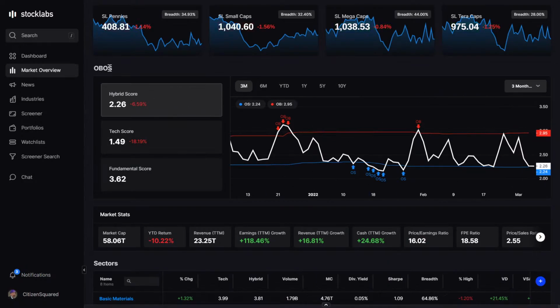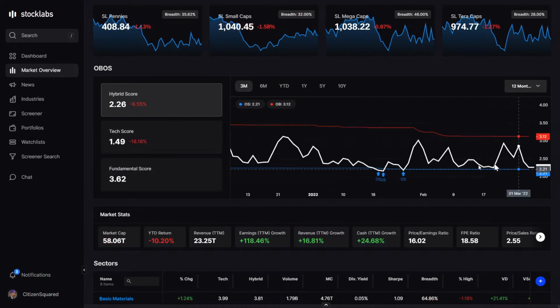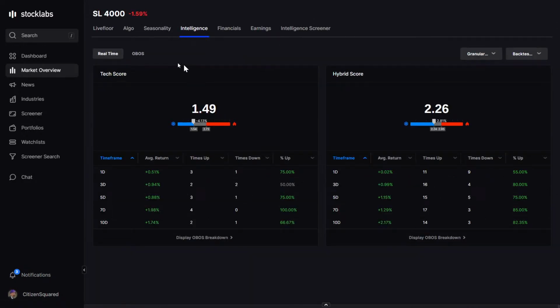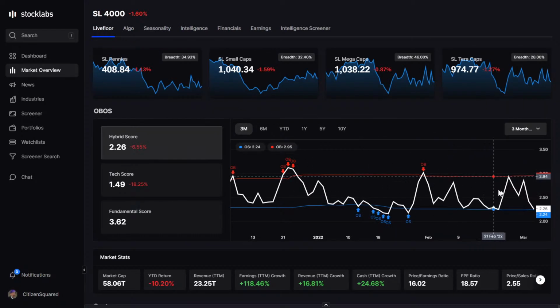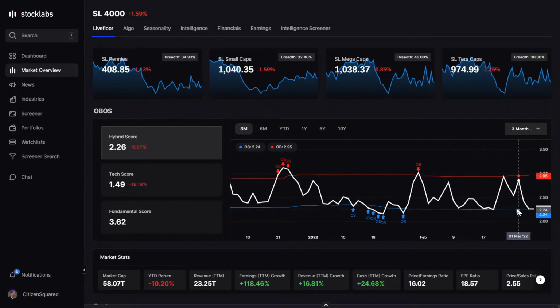This OBOS, this is the main Stocklabs algorithm. Hybrid score, tech score, fundamental score. Hybrid is a combination of tech and fundamental. And when this flag's oversold, it's usually a pretty good indicator of at least a short-term bottom. Statistics for whatever signal are here. Backtest results are populated, win rates, and all that stuff. So we're not quite oversold here.